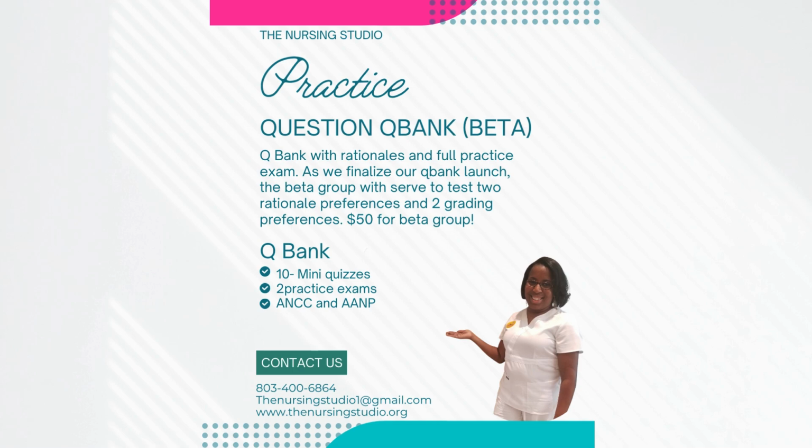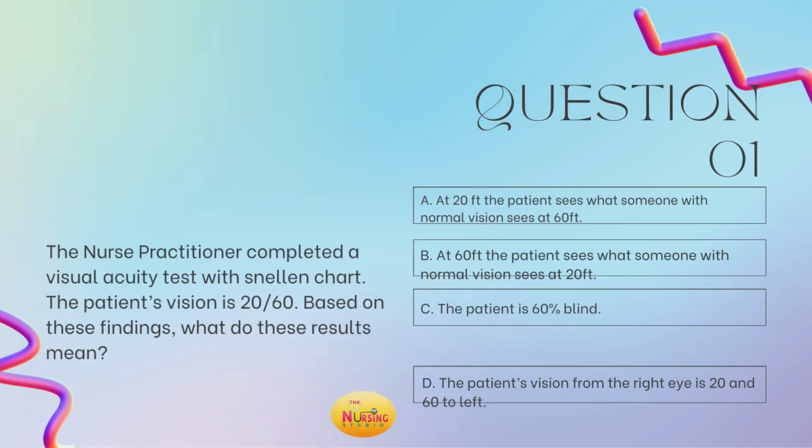Question number 1 for today. The nurse practitioner completed a visual acuity test with a Snellen chart. The patient's vision is 20/60. Based on these findings, what do these results mean? Is it A, at 20 feet, the patient sees what someone with normal vision sees at 60 feet? Is it B, at 60 feet, the patient sees what someone with normal vision sees at 20 feet? C, the patient is 60% blind? Or D, the patient's vision from the right eye is 20 and for the left is 60? Take a moment to tell me what you got in the comments, you guys.